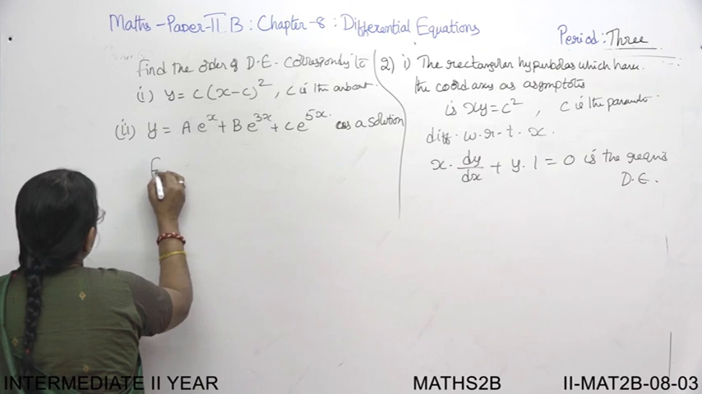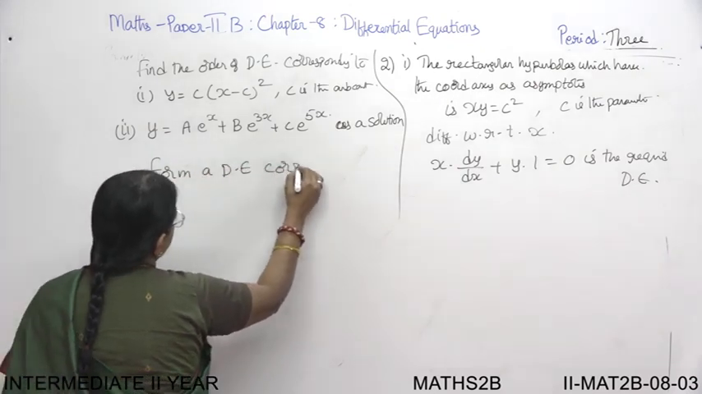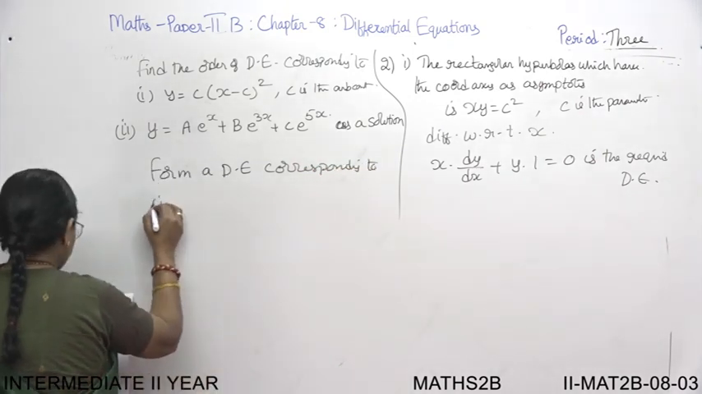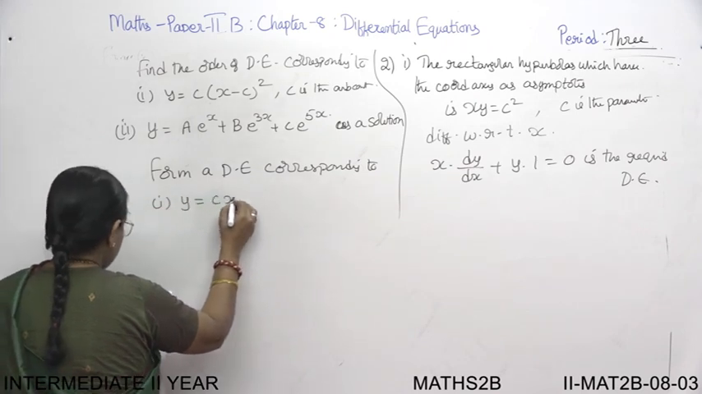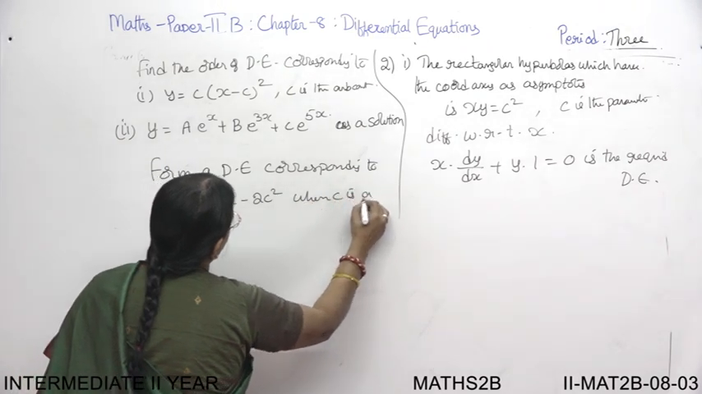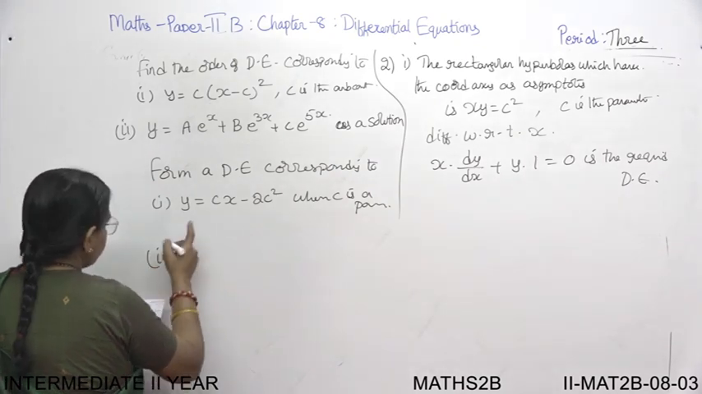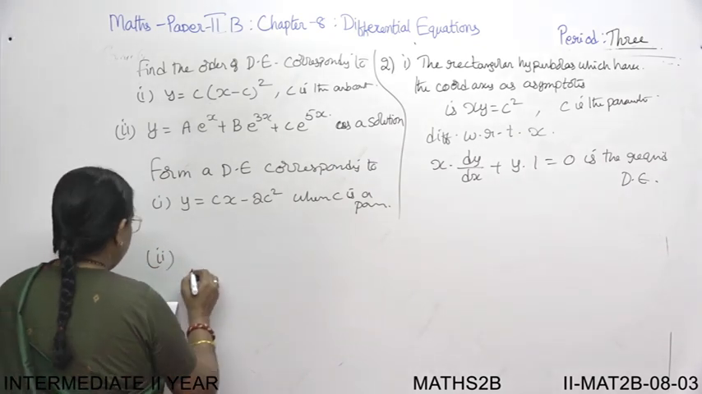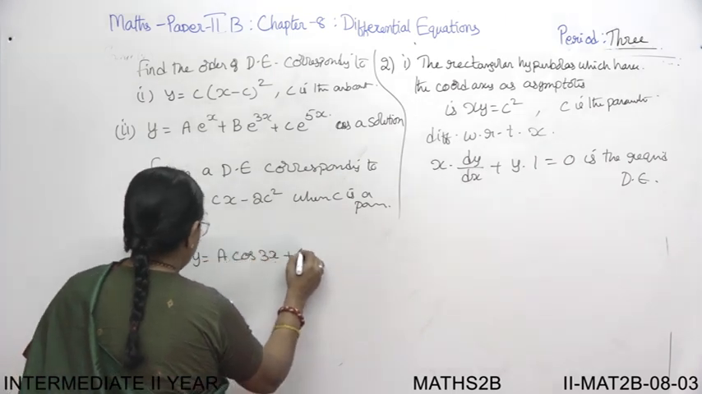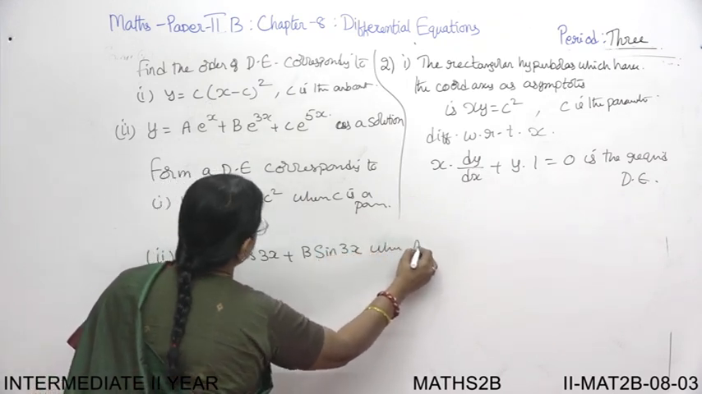Next one is form a differential equation corresponding to first one, y is equal to cx minus 2c square, where c is a parameter. And second one is form a differential equation corresponding to y is equal to a cos 3x plus b sin 3x. This we already solved, where a and b are parameters.